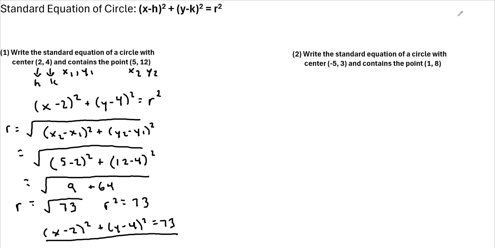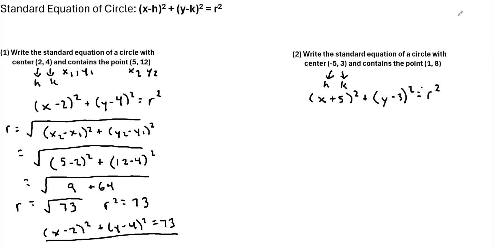All right, let's take a look at the second example. Write the standard equation of a circle with the center (-5, 3), and it contains the point (1, 8). Once again, these -5 and 3 represent our h and k values. So we're going to write x minus h, where h is -5. So x minus a negative 5 is actually going to be a plus 5: (x + 5)² + (y - 3)² = r².